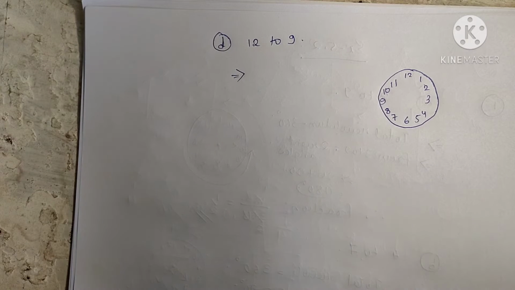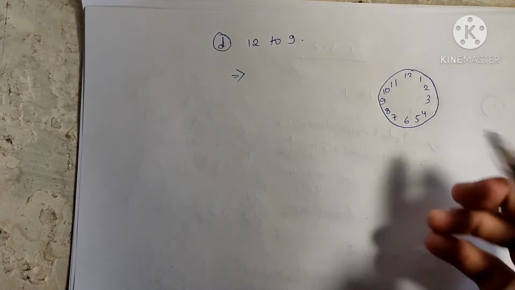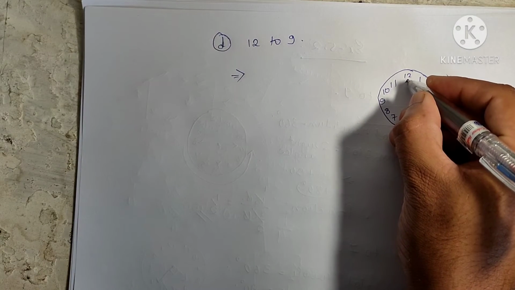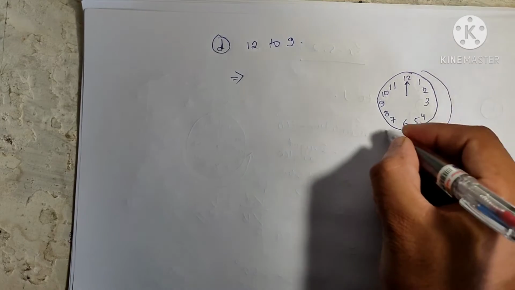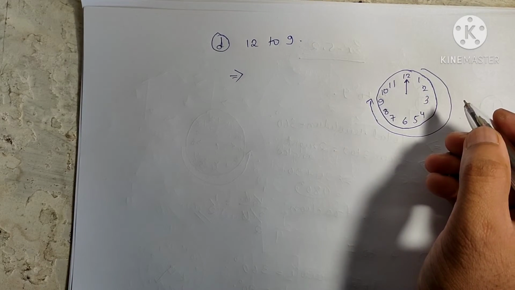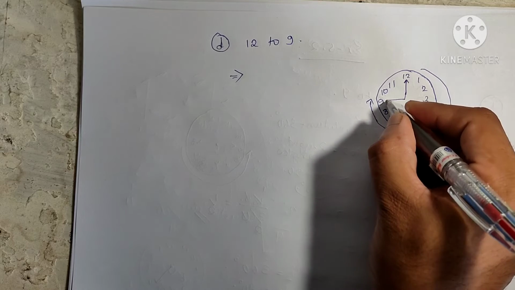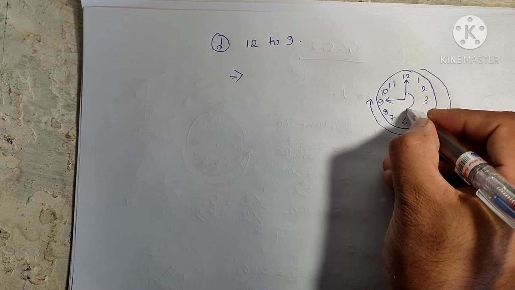12 to 9. What do you know? 12 to 9. Where will it start? 12, it is here, and from 12 it will start like this, and it will go up to 9 here. Okay, so it will be like this. I'll make it like this, but it will move in all directions.